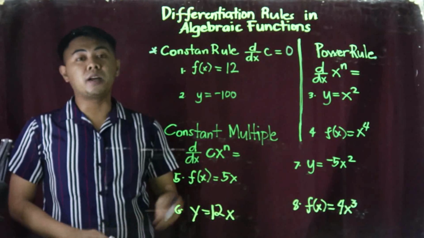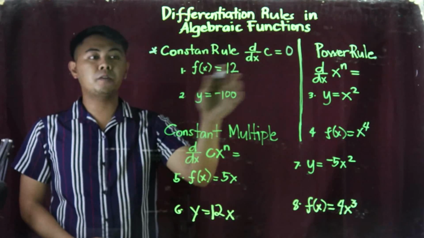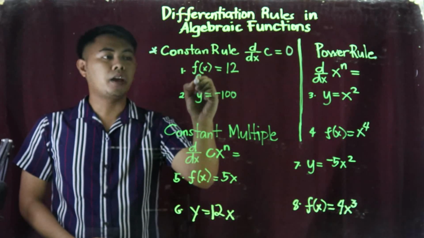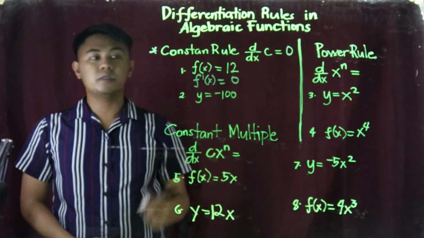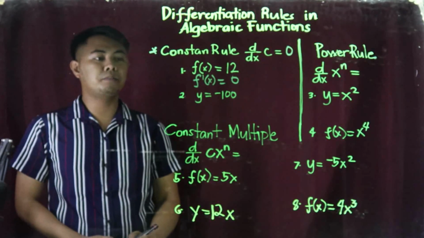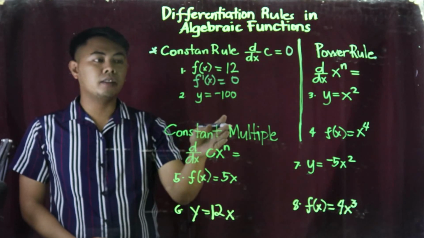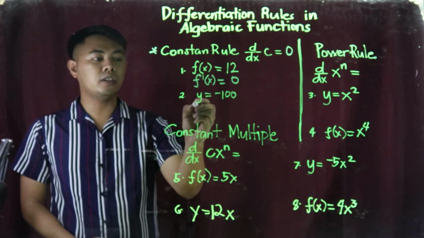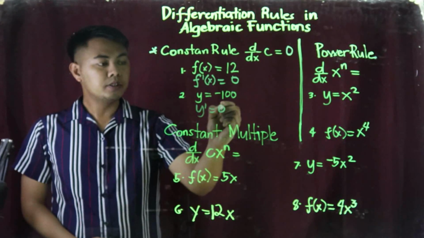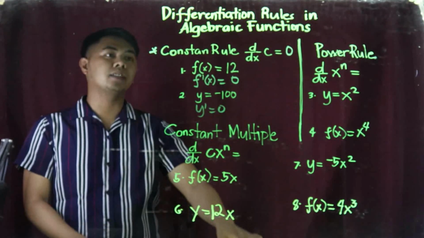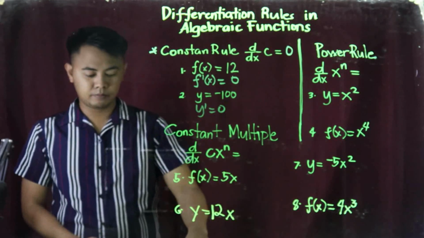Example number 1: the function f of x is equal to 12. If we take the derivative of this, f prime of x is equal to 0. Another example, example number 2: y is equal to negative 100. The derivative of this function is y prime equal to 0. As simple as that, the derivative of a constant is equal to 0.